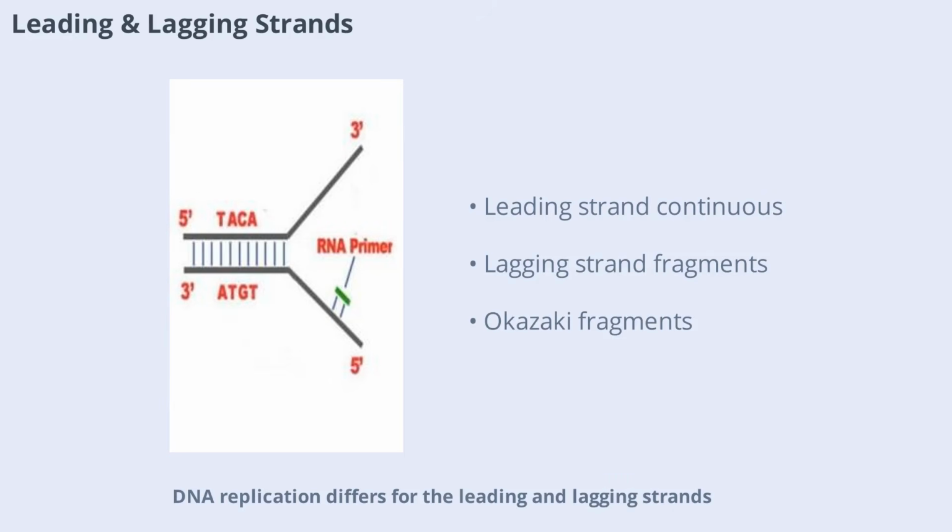DNA replication differs for the leading and lagging strands. The leading strand is synthesized continuously, while the lagging strand is synthesized in fragments called Okazaki fragments. DNA polymerase reads the template and adds nucleotides, ensuring both strands are accurately copied.